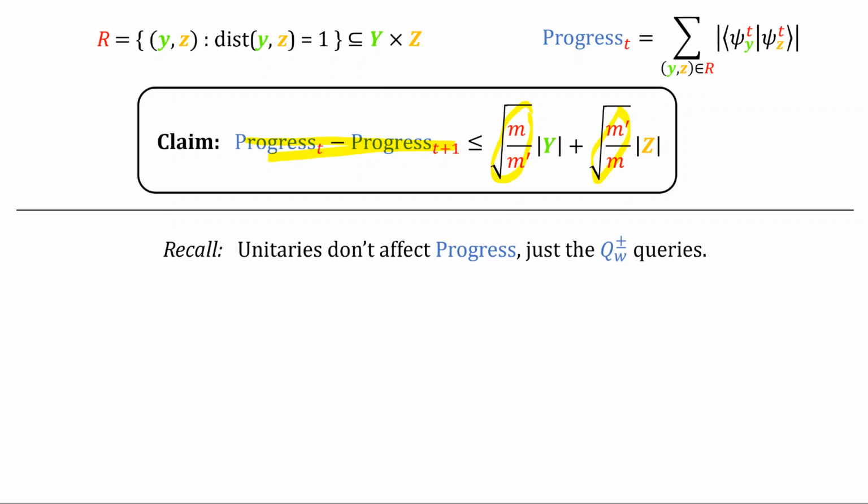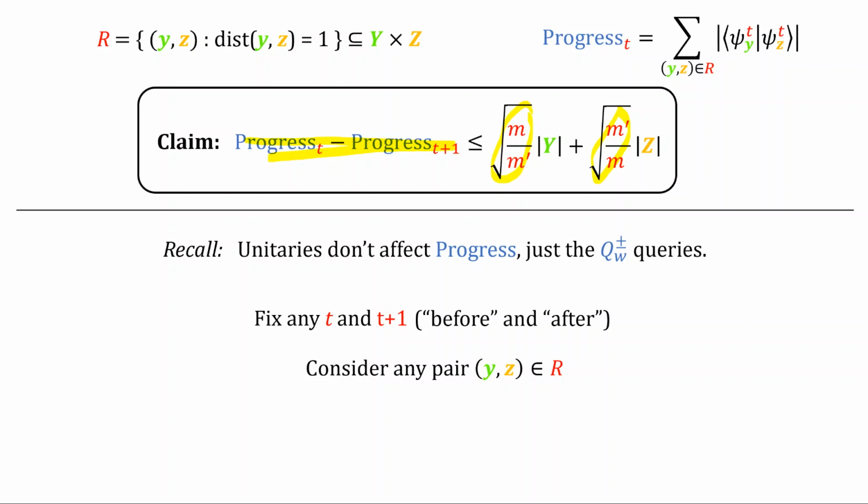Now, again, before we get into the queries, let's make some more observations. One is that, as I said before, the unitaries in the quantum query algorithm don't affect the progress at all because they don't change inner products. We can basically forget about their entire existence and just think of the algorithm as a sequence of calls to the query implementer, Q sub w plus or minus. We want to prove this claim for all t, so let's henceforth, for the rest of the proof, fix any particular t and t plus 1: before the t plus first query, and after the t plus first query.